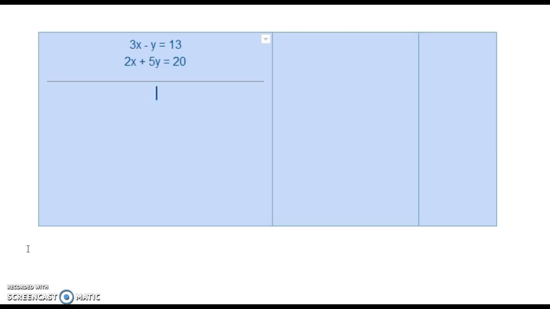I'm hoping that this might help clarify some of the questions that you guys have been emailing me. So the question is, solve this system of equations using substitution. Now we've just started this, so I'm going to try to talk through this with a lot of detail. Hopefully that will help. And if you still have questions after you've watched this video, please continue to email me.